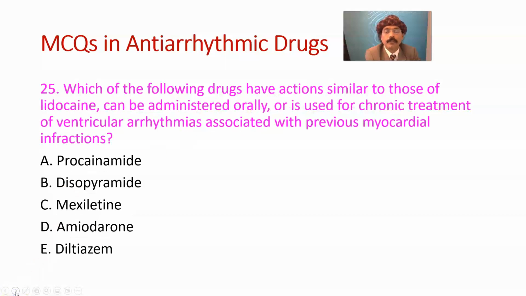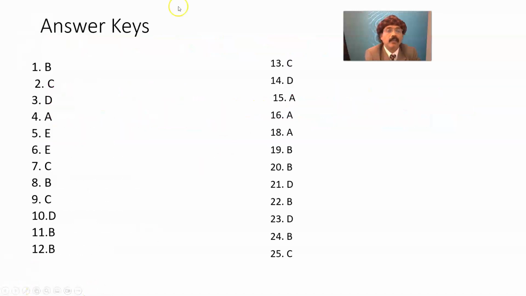Now we go to the next question, number 25. Which of the following drugs have actions similar to those of lidocaine, can be administered orally, or is used for chronic treatment of ventricular arrhythmias associated with previous myocardial infarction? So for ventricular arrhythmias associated with previous myocardial infarction, what would be the choice? Procainamide, disopyramide, mexiletine, amiodarone, diltiazem. The answer should be mexiletine. Mexiletine is the choice, similar to lidocaine, and can be administered orally. And these are the answer keys.